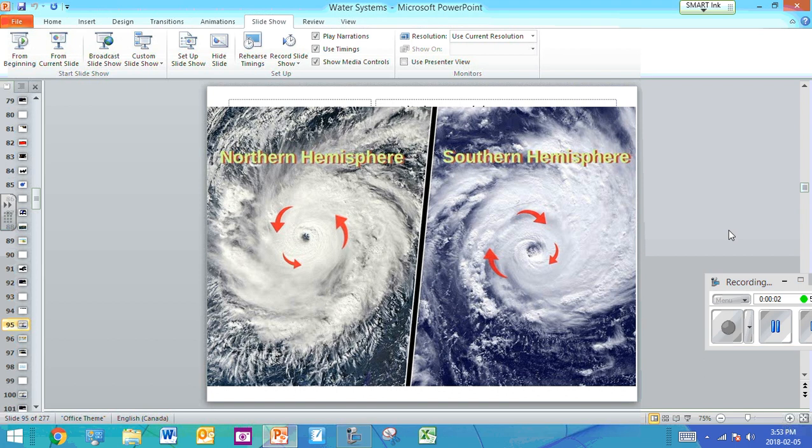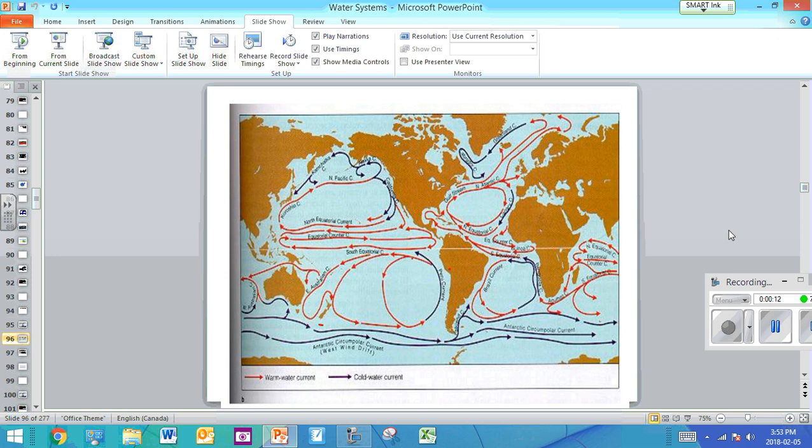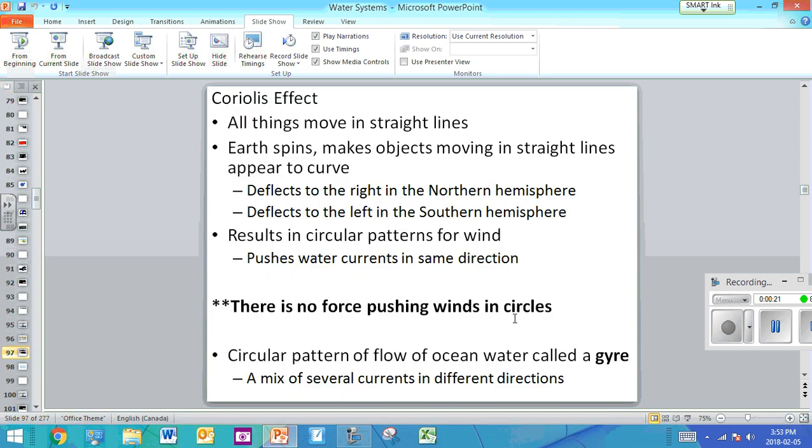Have you ever wondered why ocean currents and wind currents and hurricanes tend to spin, and why they spin in different directions in the different hemispheres? See another picture here of how the ocean currents move in these circular patterns in the north, but they reverse their direction in the southern hemisphere. This is due to what's called the Coriolis Effect.